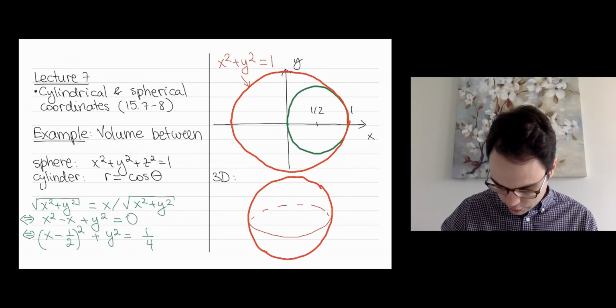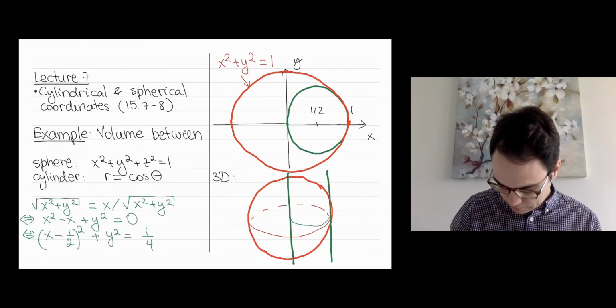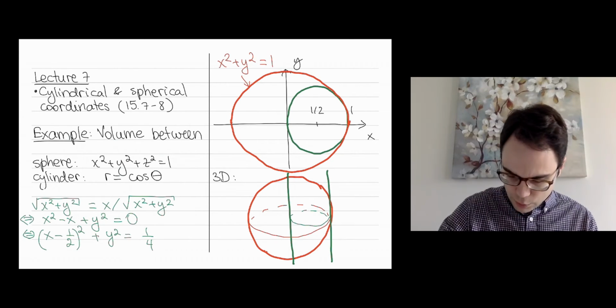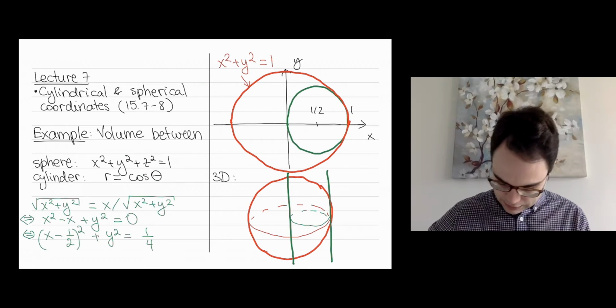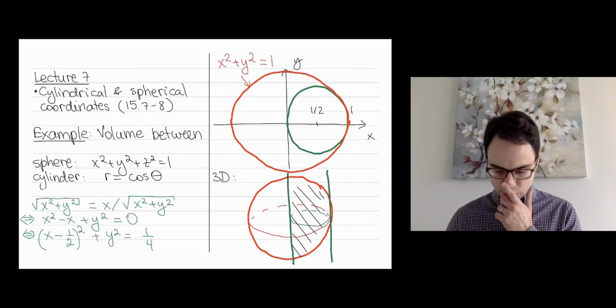Maybe I'll draw the outside of the cylinder like this, and the cylinder looks like this. And the region we're interested in is this region here, in between the two. The solid region in between the two.